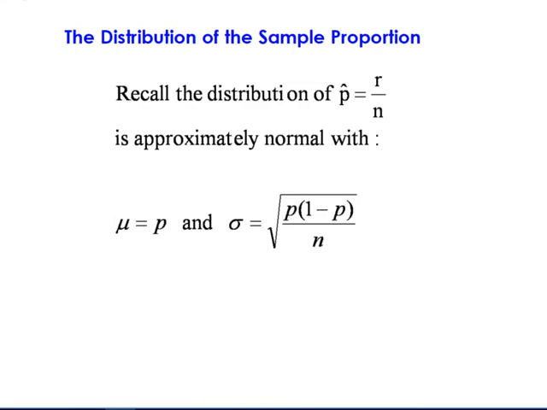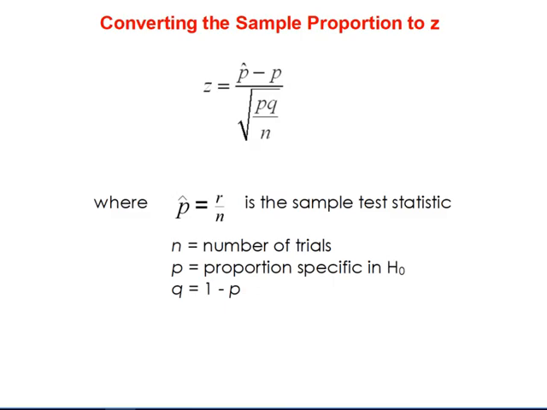Now, some things to remember from the past. Your p hat is r over n. It's approximately normal. That means your mean is going to be your population probability. Your sigma is going to be p times 1 minus p, or you can think of it, if you remember this, p times q divided by n, and then take the square root. Make sure you divide all that out and multiply it before you take the square root at the very end. Okay, so those are some things to remember about what we did with proportions in the past.